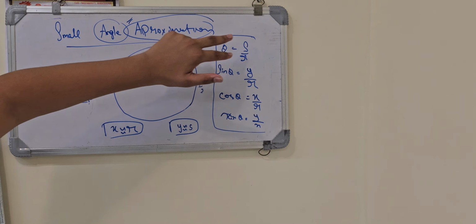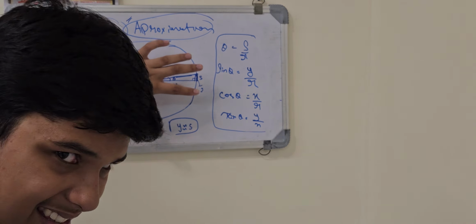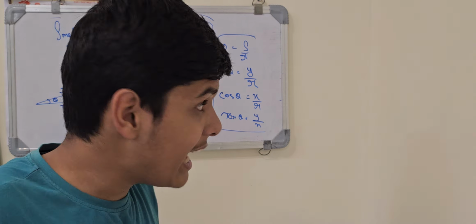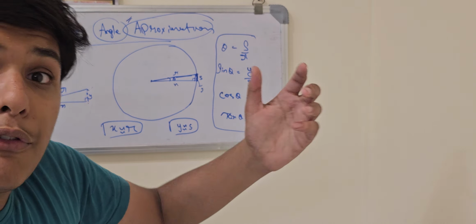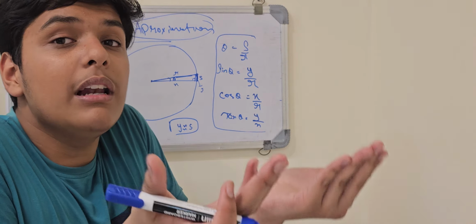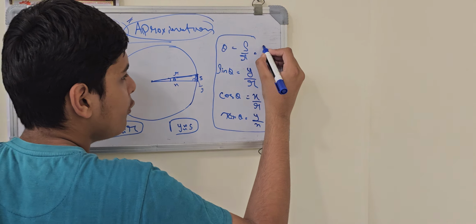So theta is equal to s by r. S means what? Our arc. S is the same arc. S by r. S is approximate to y, so can we write y by r? We can, because it is approximate. Take it as equal. It is not equal, but approximate. So we can take y by r. So this is equal to y by r.